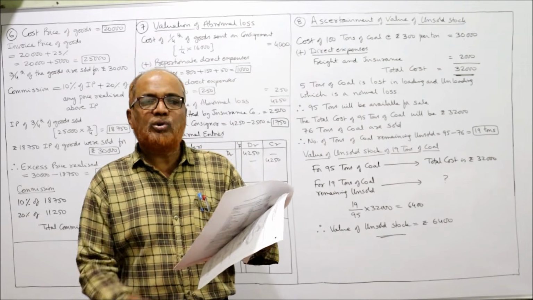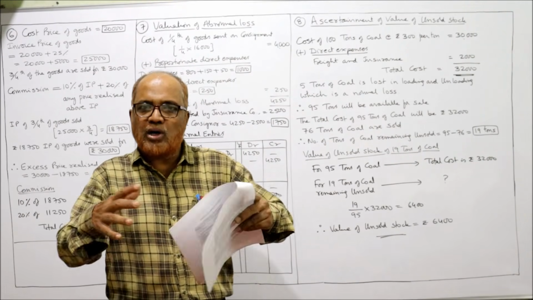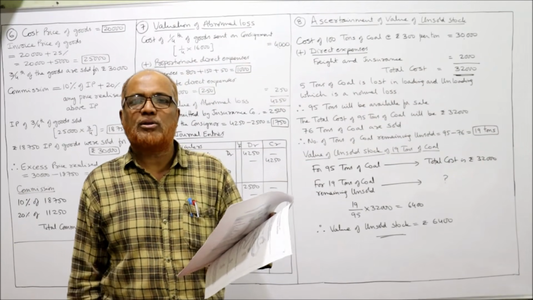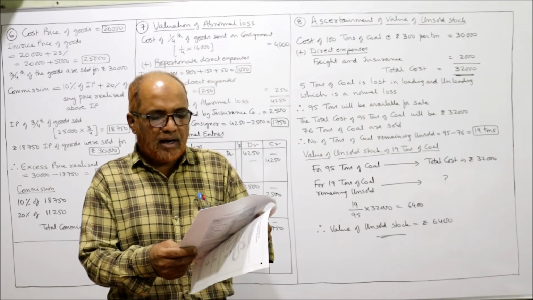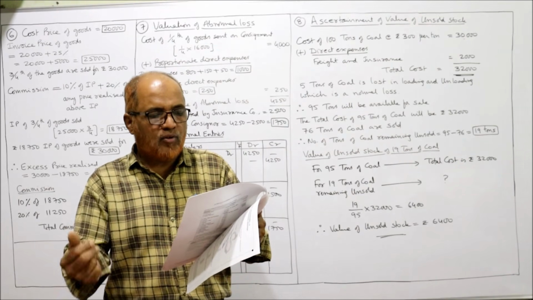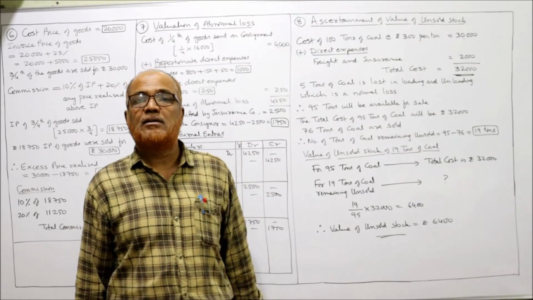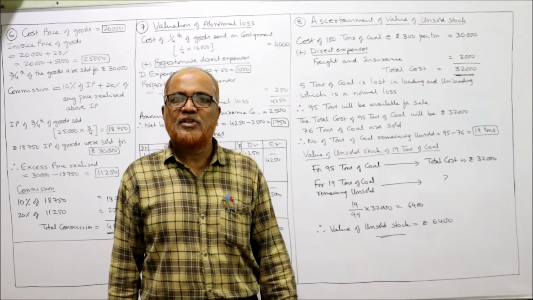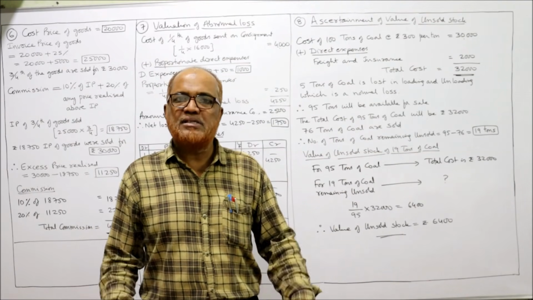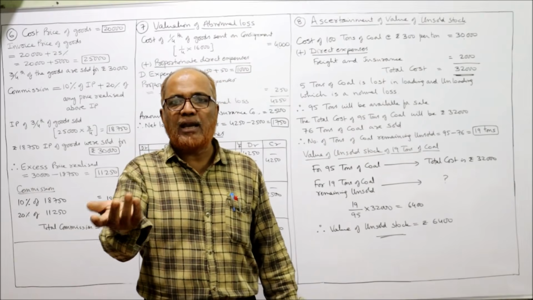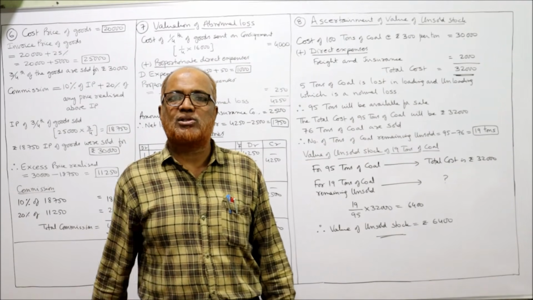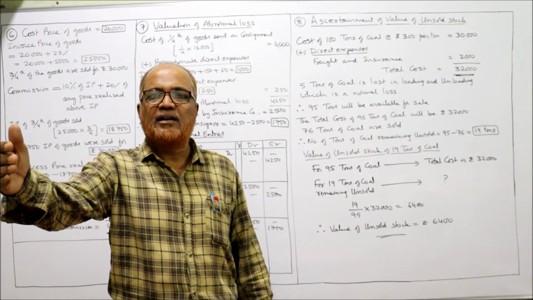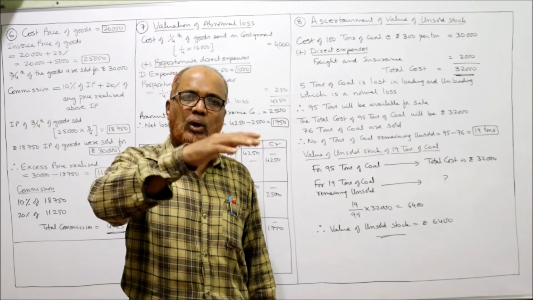So 100 into 300 is 30,000. The cost of the total goods is 30,000, on which direct expenses incurred are 2,000. So total cost will be 32,000. And loss due to loading and unloading of coal is estimated at 5 tons. When the coal is loaded and unloaded, there will be some loss. Some powder will be made of the coal. That means there is a normal loss. This loading and unloading loss is a normal loss. It's an expected loss.